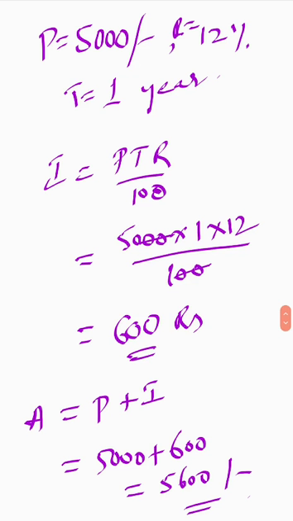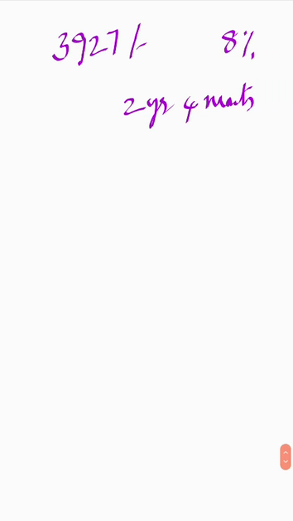So in this way we can solve it. Here is another type of problem. I'll read the problem, listen. What sum will yield an interest of 3,927 in 2 years and 4 months at 8% per annum?